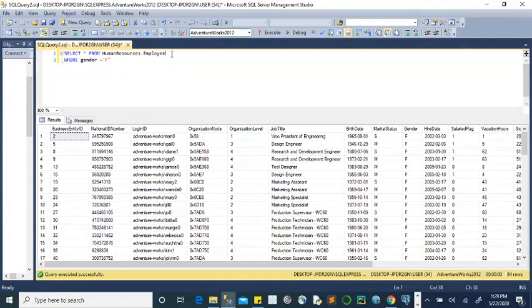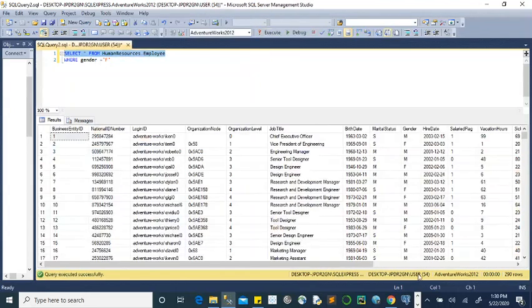So if I say I want to know the number of employees that we have in this database, you see it's showing 290. So we have 290 employees. By doing this, I'm carrying out descriptive data analysis, telling stories, coming up with a statistical summary from the data that the company has.